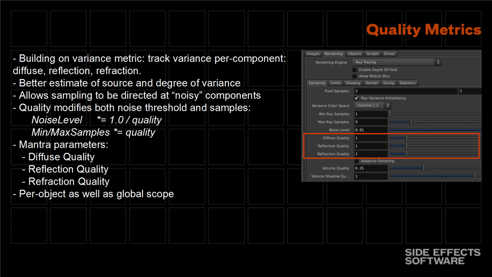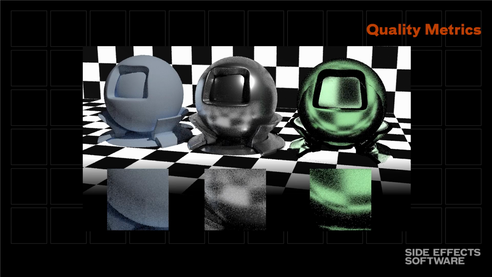So the mantra parameters that are relevant are diffuse quality, reflection quality, refraction quality. These are available per object as well as at the global scope on the ROP. So that gives you the flexibility to isolate individual objects that are causing problems. You can isolate that object, attach that rendering parameter to it, and tune it to get a smoother result out of the render. Okay, so going on the topic of quality metrics, we're going to return to Houdini and open a scene file that shows how the quality metrics are handled.